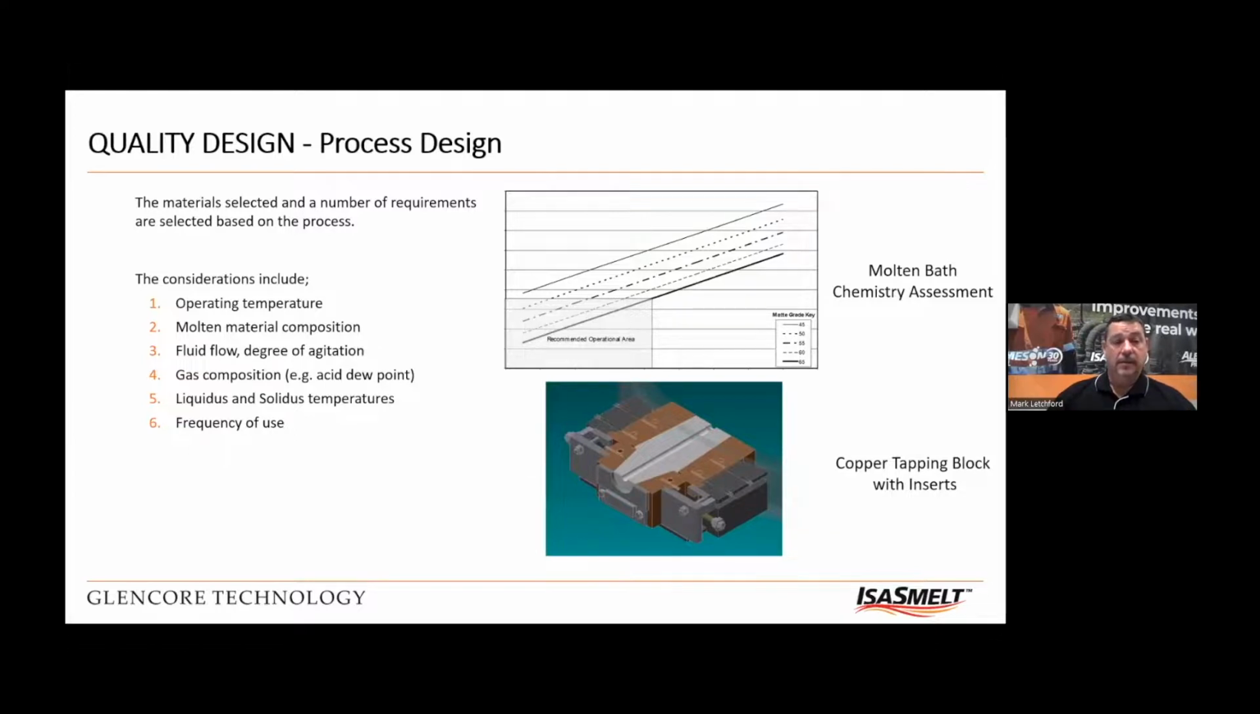And then in the design stage, step 2 is process design. So our process specialists will look at the furnace operating conditions, look at the temperatures, look at the contents of the furnace, look at the fluid flow paths, look at the gas flows, especially with relation to acid dew point, look at the freezing, the liquidus and solidus issues, and the frequency of use, and come up with the design parameters needed to make something such as a tapping block work well and reliably.